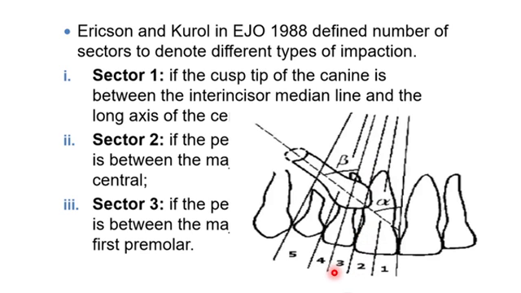While sector number 3 is when the position of the canine crown is located between the tangents of the line to the central incisor and the midline of the lateral incisor, while sector number 4 is located between the midline of the lateral incisors and the tangents to the distal aspect of the lateral incisors, while sector number 5 is located between the tangents of the distal aspect of the lateral incisors and the medial aspect of the first premolars.